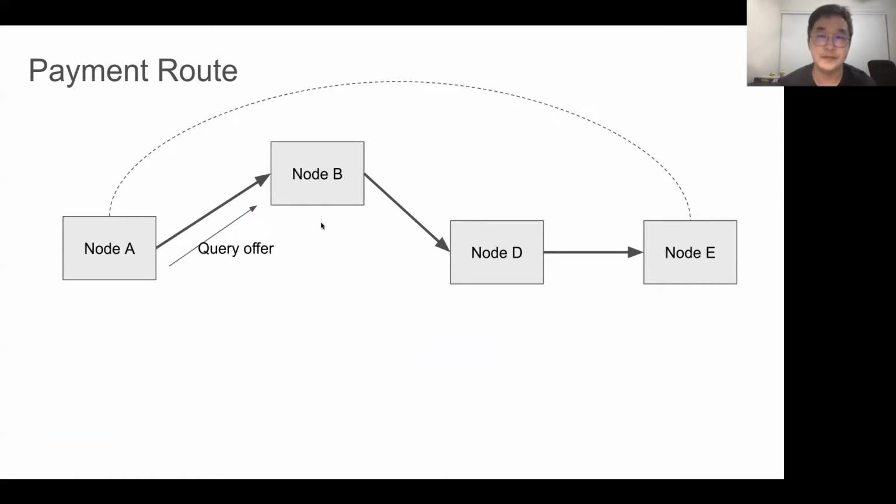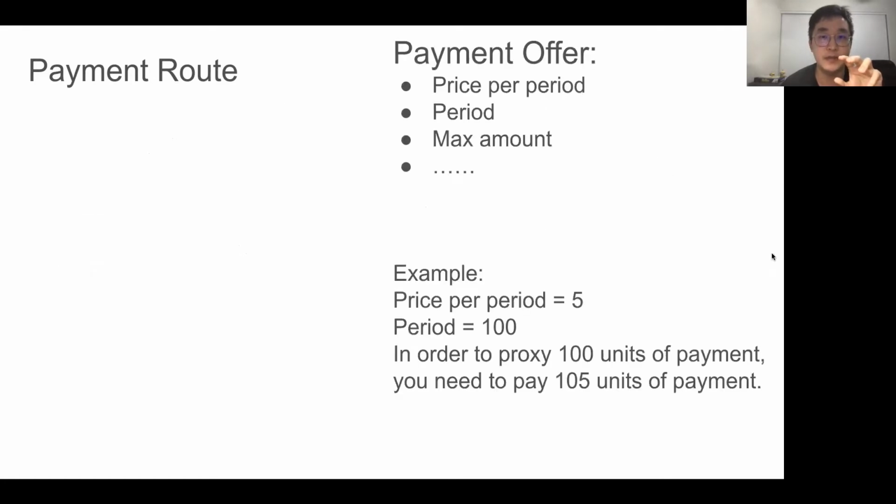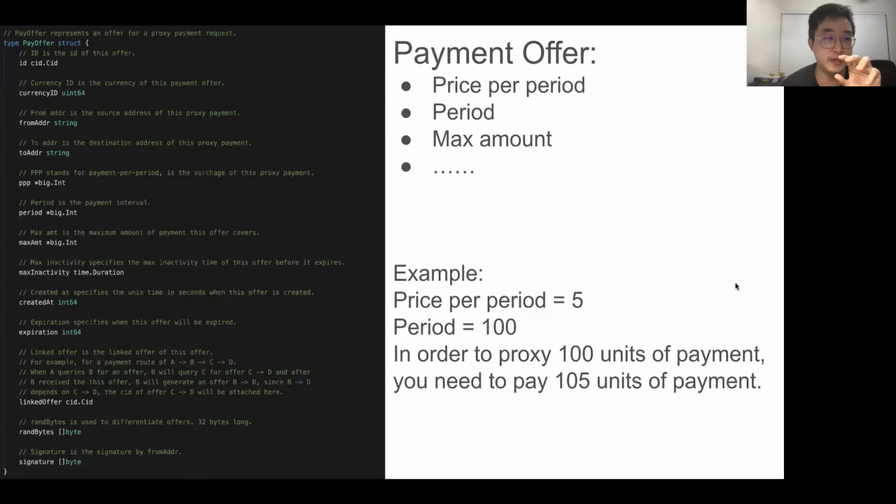Let's use A to B to D to E as an example. A will query B for a payment offer because B isn't the final node in the payment route. So B will query the next node in the payment route, which is D, for a payment offer. D is actually the final node serving the payment channel to node E, so D will reply with its assigned payment offer to B. This is a payment offer.